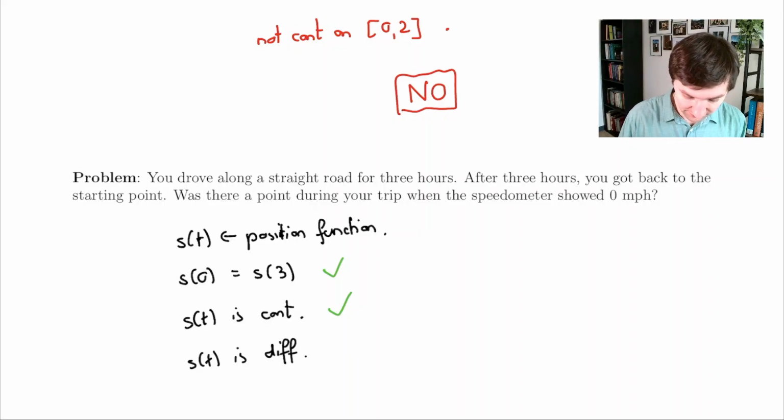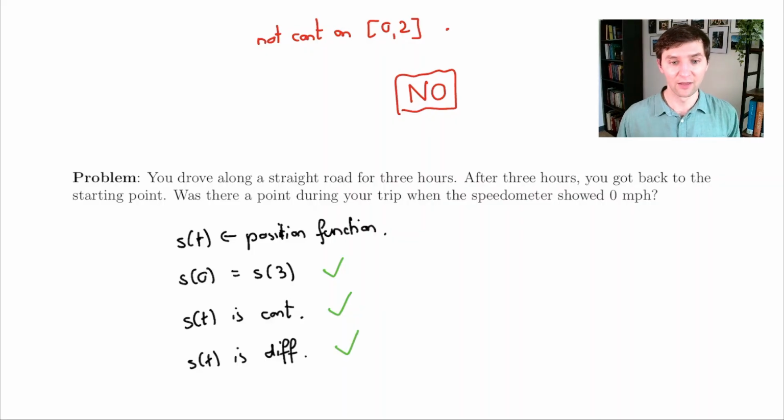All three conditions of Rolle's theorem are satisfied, which means there was a point during your 3-hour trip where the derivative of the position function was 0, which means the velocity was 0, which means that your speedometer showed 0 miles per hour.